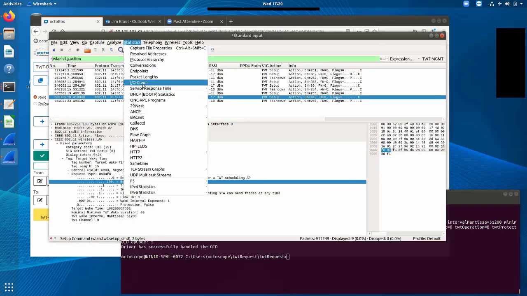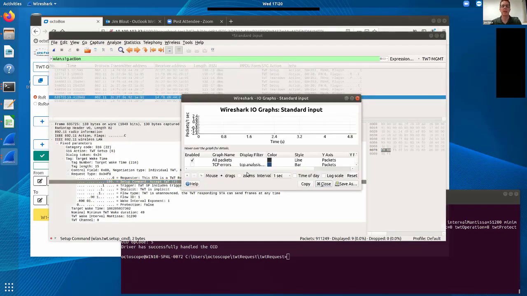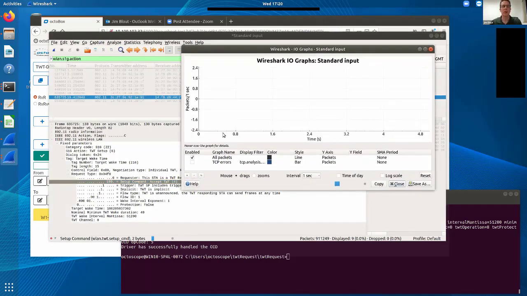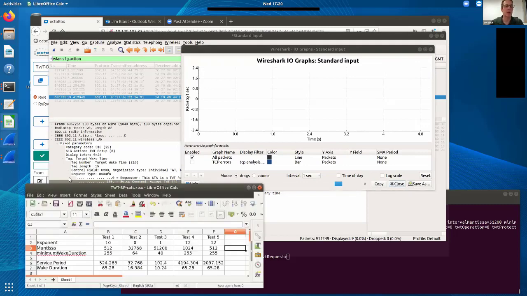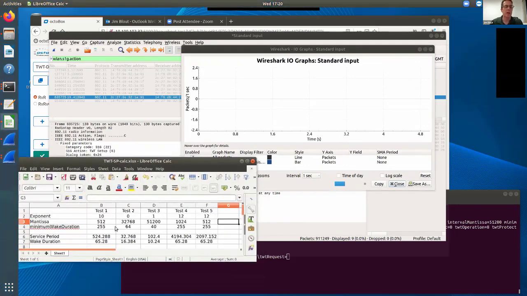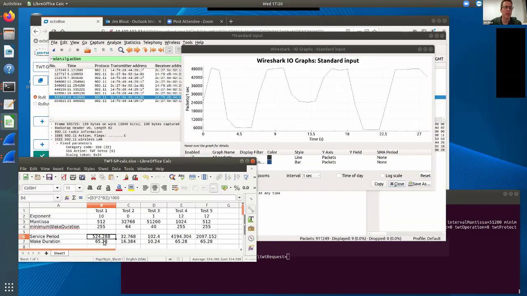So we're going to use the IO graph to dig in a little deeper here. It'll take a little bit of time to come up too. In test 1, the interval exponent was 10, the mantissa was 512, and the wake duration was 255. If we run that through the formula we had seen before, that ends up creating a service period of 524 milliseconds and a wake time of 65 milliseconds.